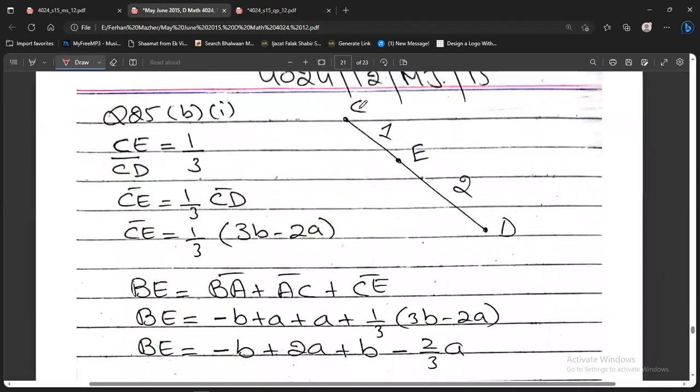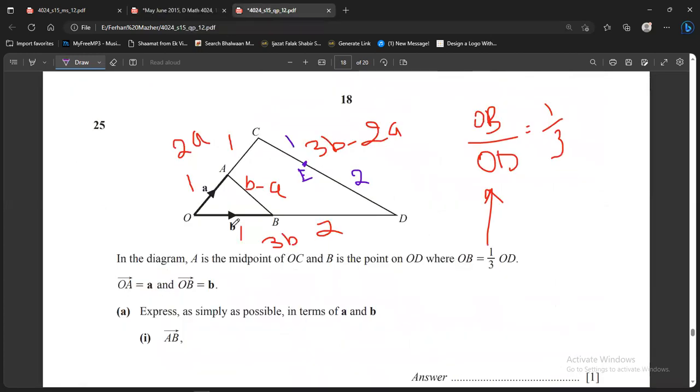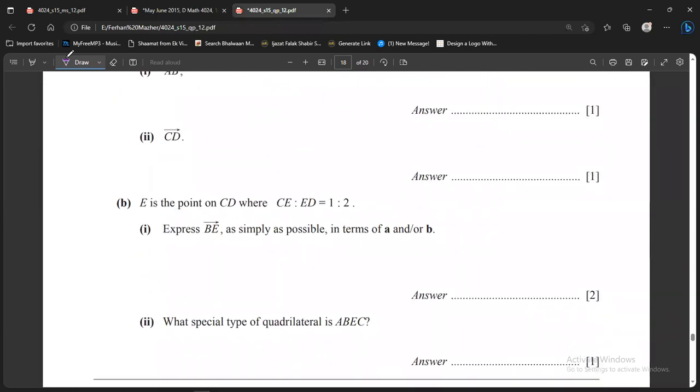Okay, so we know that CD, CE is here. This is 1, this is 2. That is the ratio which they have given. CE by CD is 1 by 3. So the CE will be equal to 1 by 3 of the CD. CD value I already know, that is 3B minus 2A. So I want to find out now the BE. Okay.